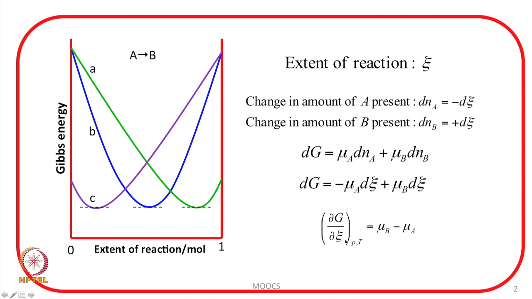And you see, what we have done here is expressed the change of total Gibbs energy with respect to extent of reaction in terms of chemical potential of B and chemical potential of A. And whatever we have derived here carries a lot of meaning, and let us see that in the next slide.